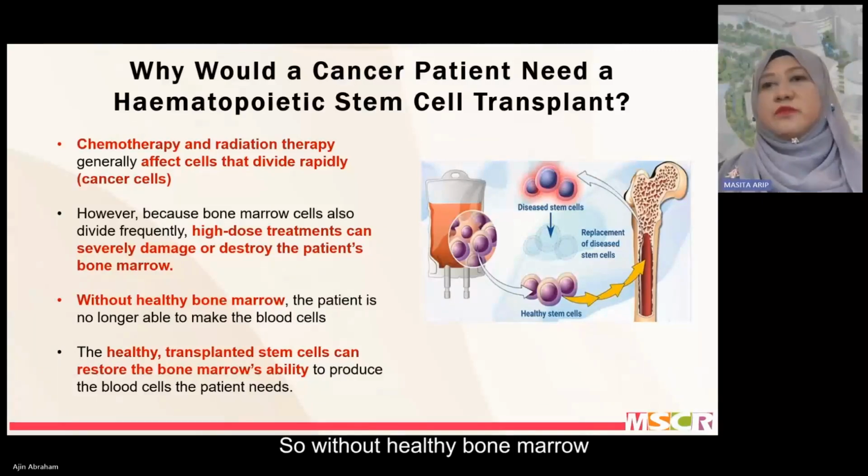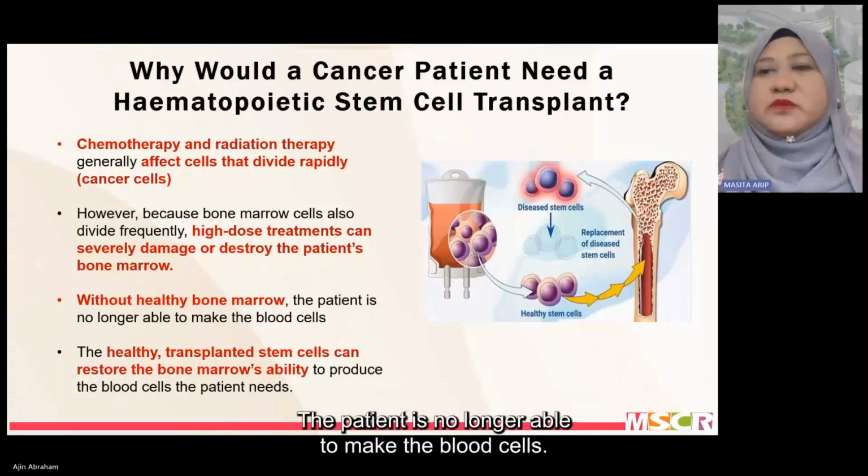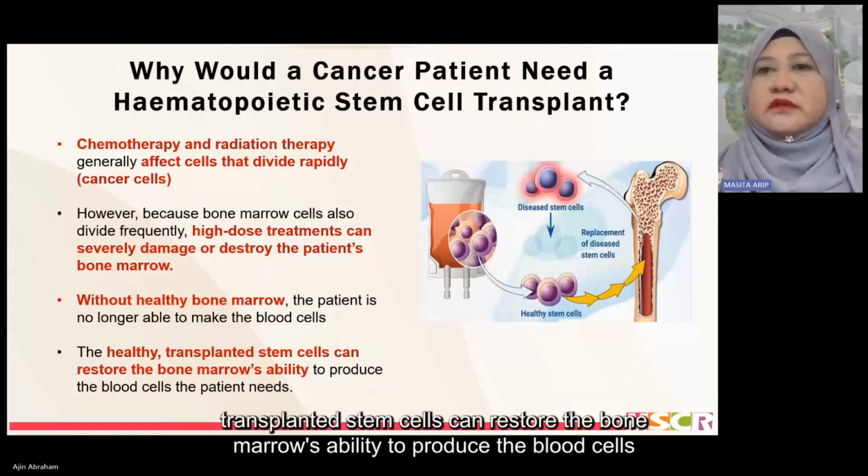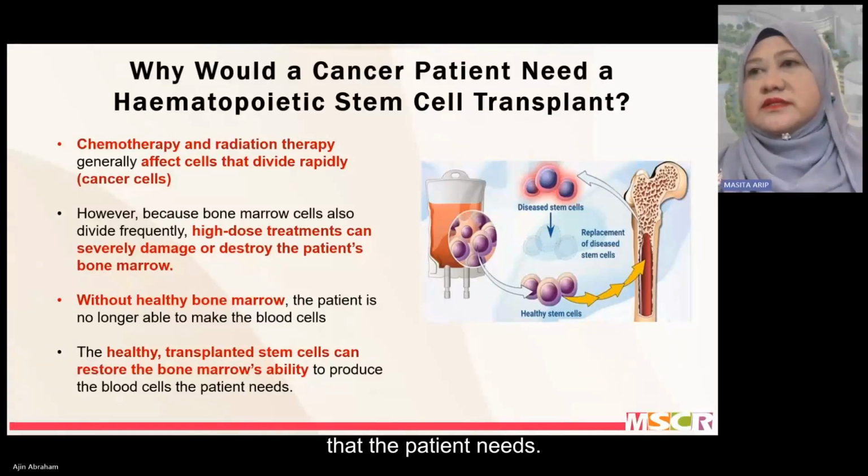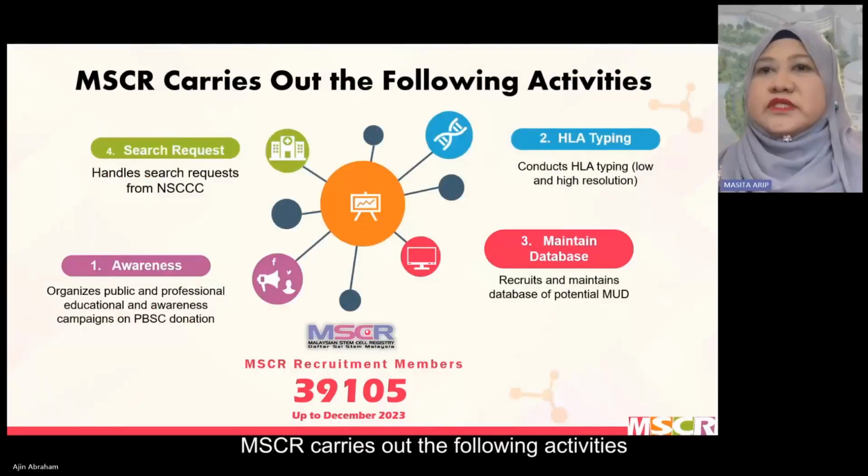So without healthy bone marrow, the patient is no longer able to make blood cells. That's why the healthy transplanted stem cells can restore the bone marrow's ability to produce the blood cells that the patient needs. MSCR carries out the following activities.